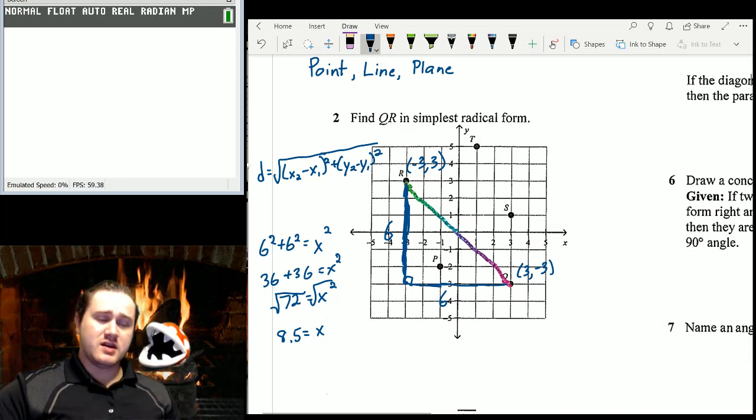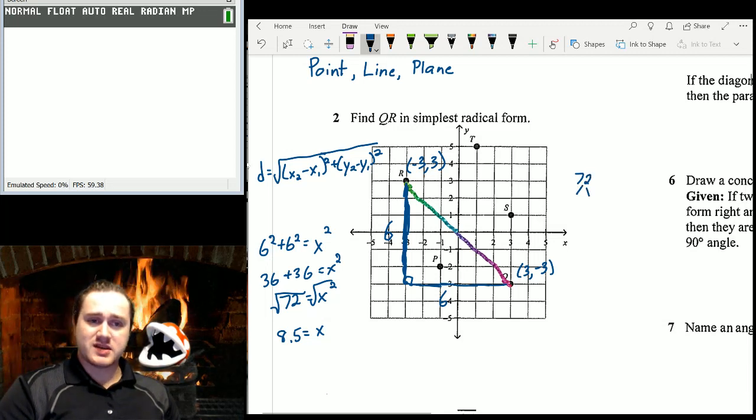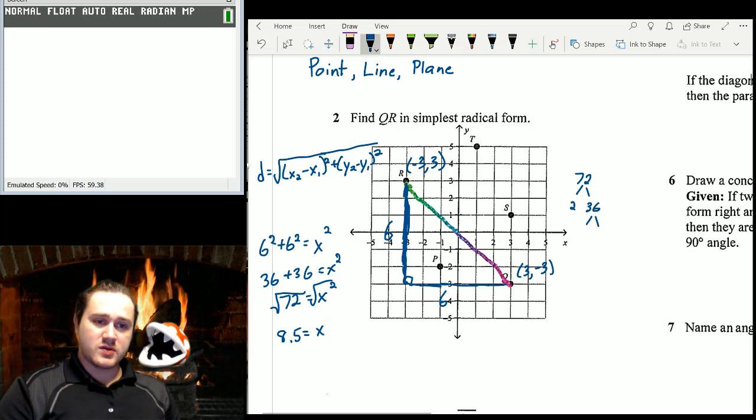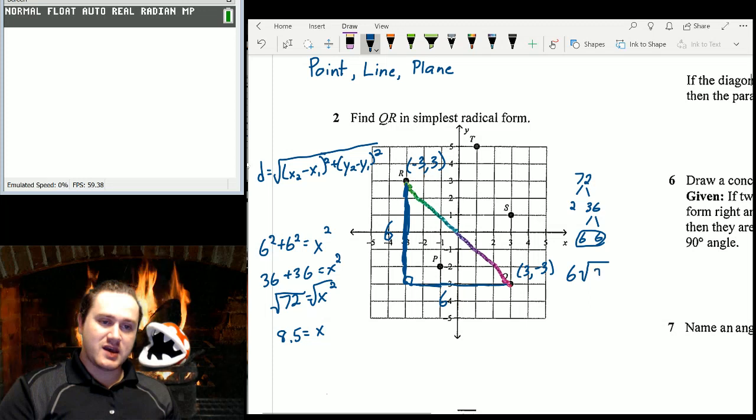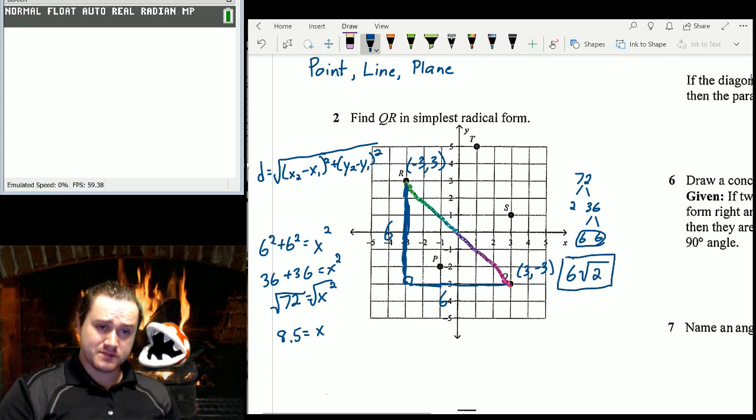Now what is intended on this is we take 72 and do a factor tree. So 72, for example, would be 2 and 36. 2 can't break down anymore, so we break down 36, 6 and 6. Now I could continue breaking down here, but notice I already have a pair. Anytime you have a pair, you take the number out and you leave everything else inside. So simplest radical form for this one would give me 6 square root 2.